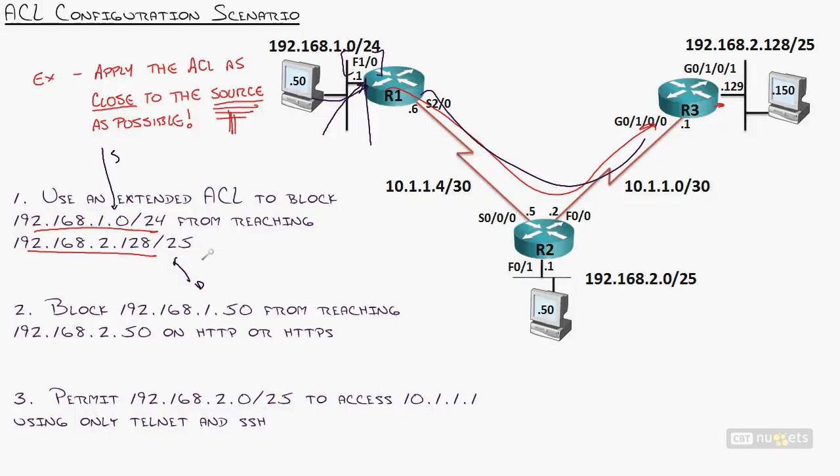And we can put some permit statements in there as well to make sure that it can still reach everything else, right? So I'm ready to go. Let's jump on router 1.